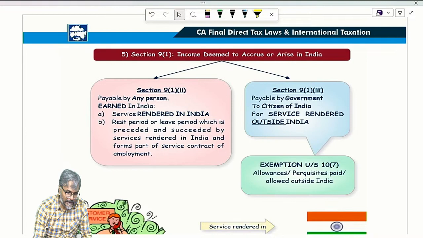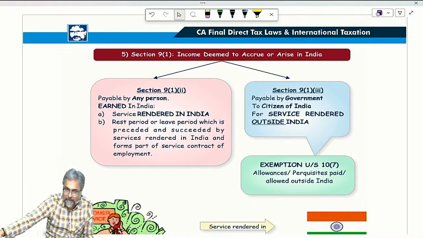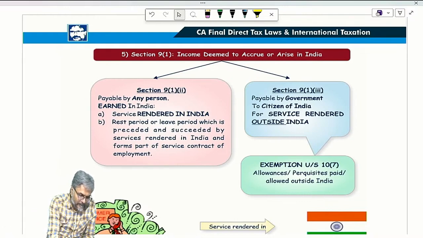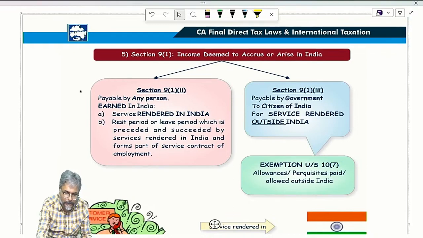Section 9(1)(ii), income deemed to accrue in India. Sections 9(1)(ii) and 9(1)(iii) target which income, students? Salary income. Salary income of the non-resident. Obviously, you cannot say salary income of a foreign company. So when we talk about the salary income, when the salary income is deemed to accrue in India for a non-resident, please read this one, all of you.